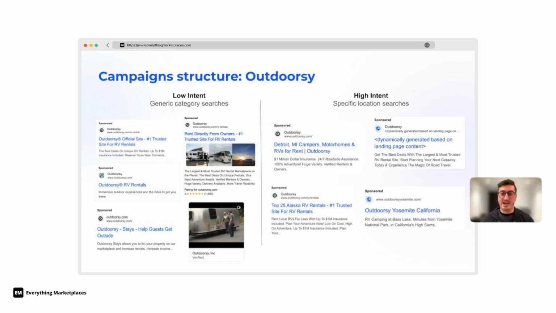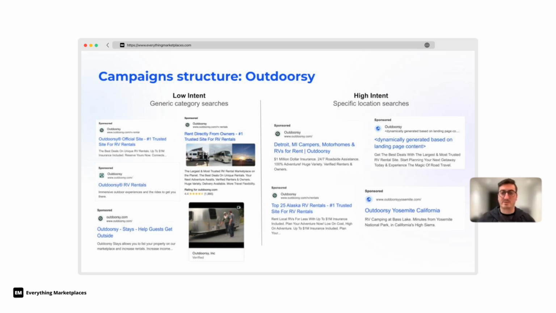And then we have the high intent, which is very specific. In this case, it's bottom of the funnel, with keywords that lead to conversion. For example, in this case, we have Detroit, campers, and RV rent, Outdoorsy.